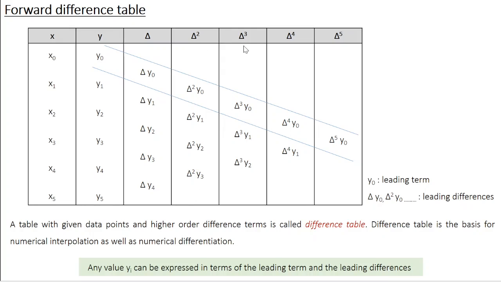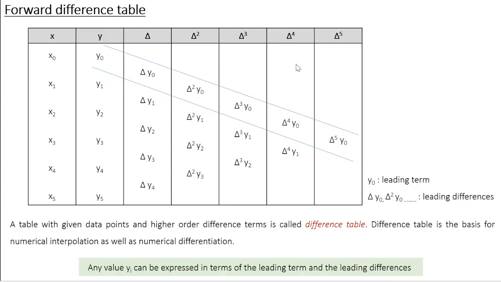Similarly, go to the third order difference, delta cube. Expectedly, this will have 1 term less, which is 3 elements. So delta square y1 minus delta square y0, this is delta cube y0. Similarly, delta square y2 minus delta square y1, this is delta cube y1 and delta cube y2.